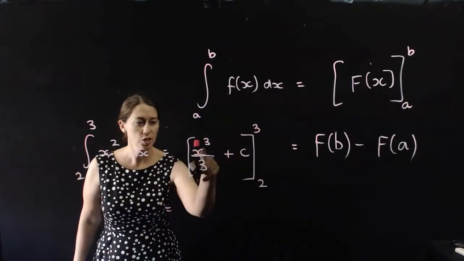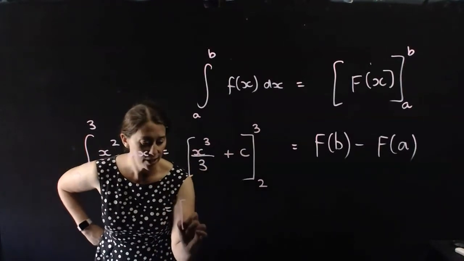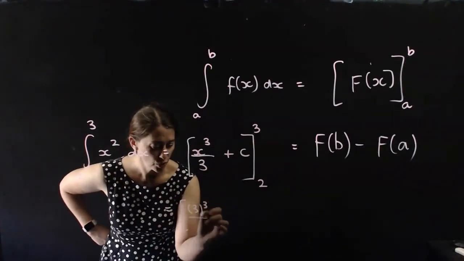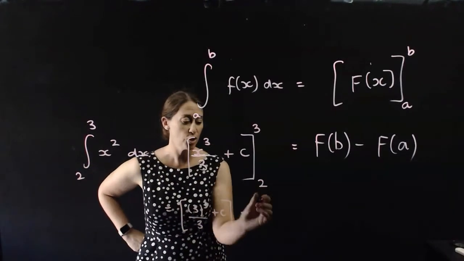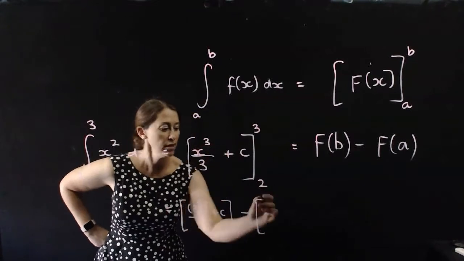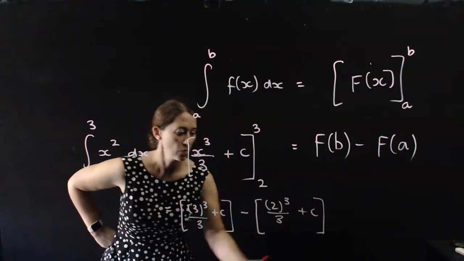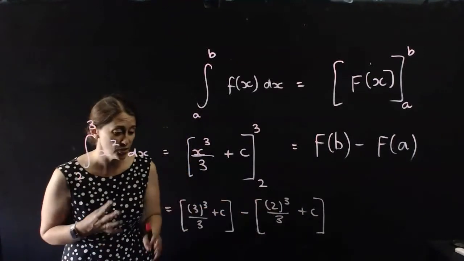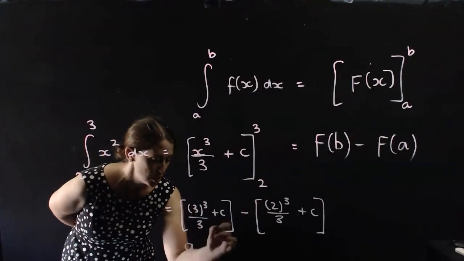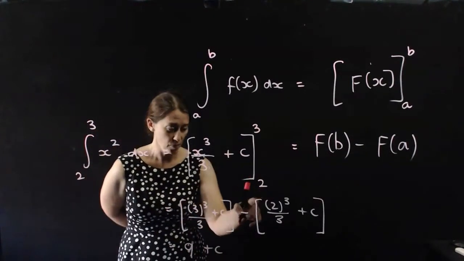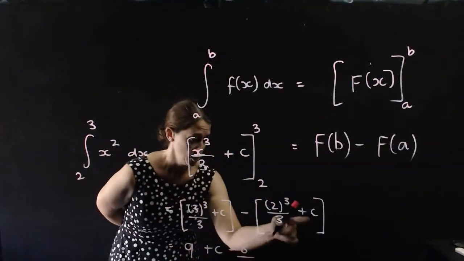Now let's have a look at what happens when we substitute in our terminals. Let's substitute 3 in first. Anywhere we see x, we get 3 cubed over 3 plus c. And then take away, let's substitute 2 in there: 2 cubed over 3 plus c. Now I'm just dealing with values. Let's expand the brackets. So this is 27 over 3, which is 9, 9 plus c. Take away 2 cubed, which is 8 over 3, and then I'm taking away c.